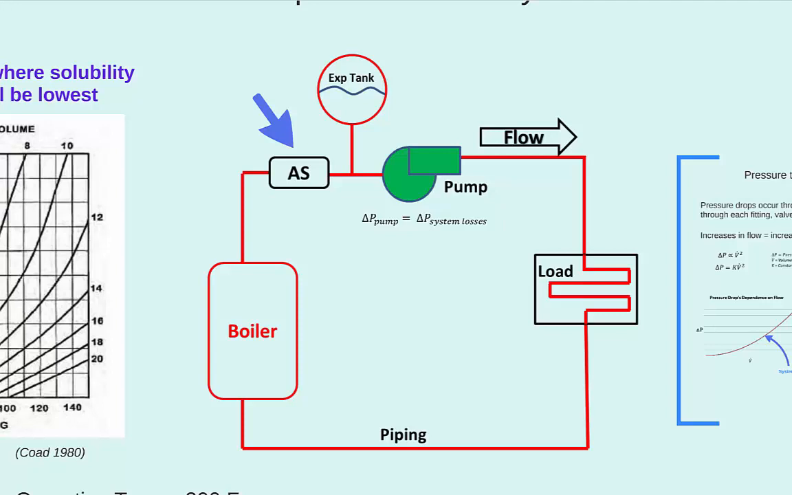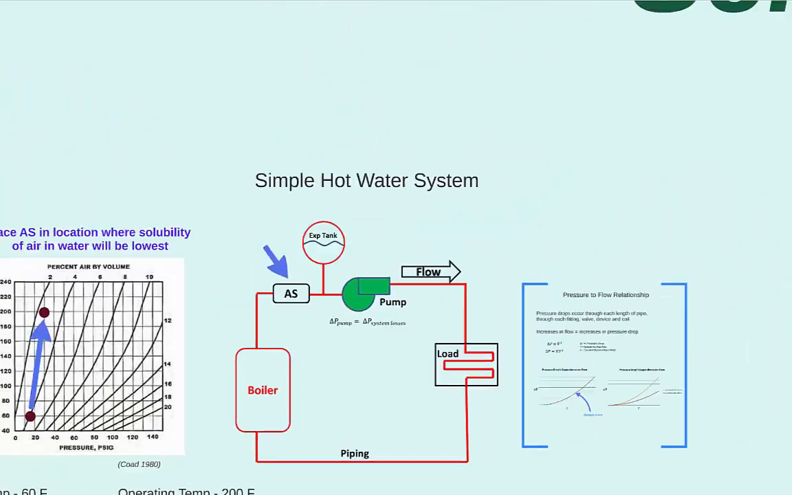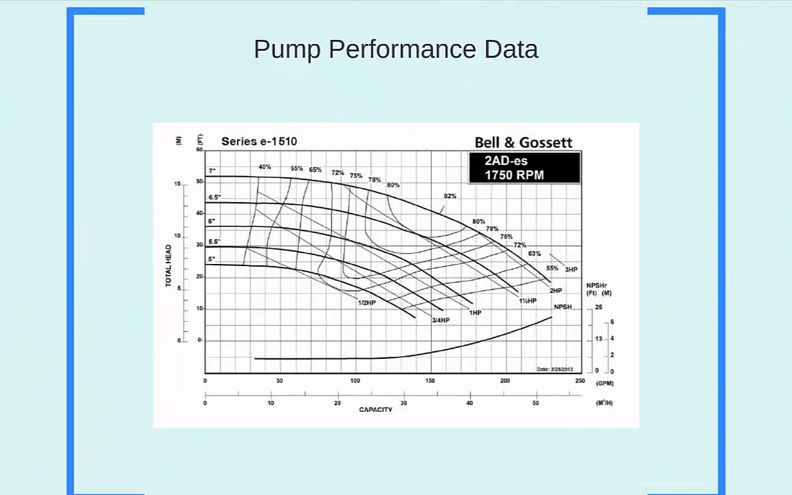These operating characteristics are best represented by looking at pump performance data. These plots are supplied by the pump manufacturer and have a lot of information on them. We will not talk about every bit of information on them in this lesson. We will save some of those discussions for the next lesson. This is the pump performance data for a Bell & Gossett E1510 series pump with the model number 2ADES.